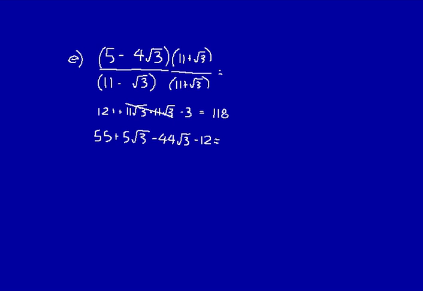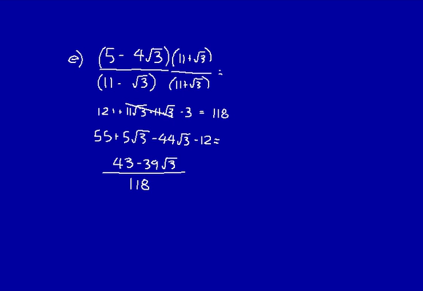And so the numerator is going to work out to add the 55 and the negative 12 together, so that would be a 43. And then the 5 times square root of 3 and the negative 44 times the square root of 3 would be a negative 39 times the square root of 3. All of that will be over 118. We can just leave our answer like that.